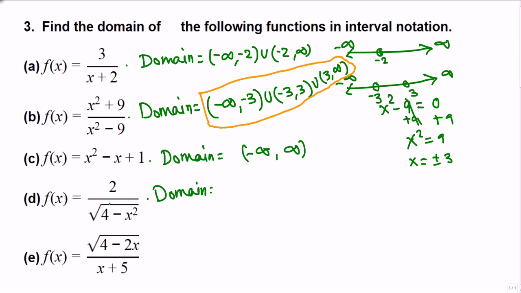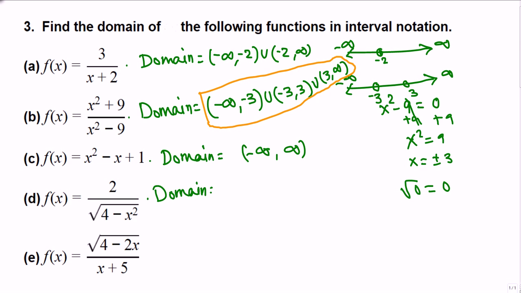D. The bottom should not be 0. At the same time we have the square root of 4 minus x squared, and we know a square root is defined for non-negative numbers. So 4 minus x squared should be bigger than or equal to 0. The square root of 0 is fine, it is 0. But since this square root is on the bottom, we should not have 0, because 2 over 0 is undefined. So in this case, 4 minus x squared should be positive.